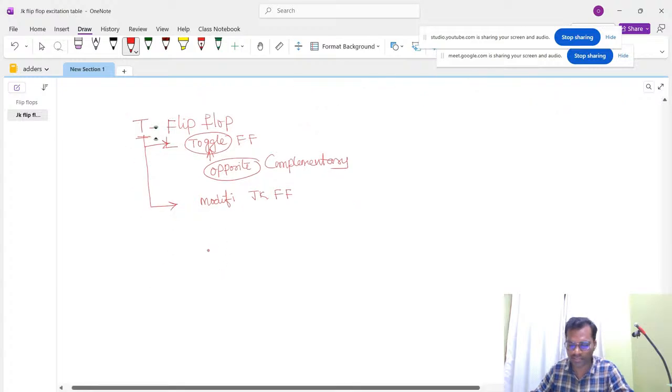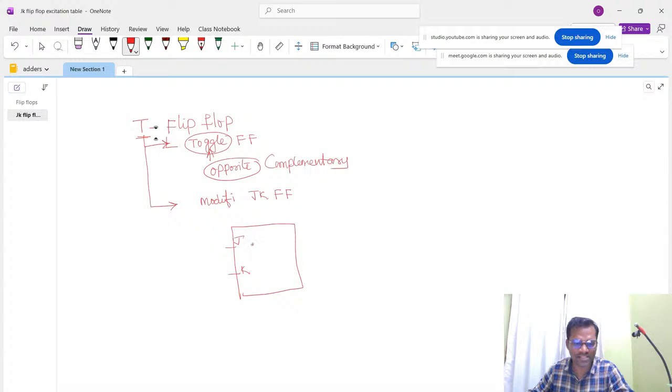Now, what to modify and how to modify. Let us take a JK flip flop, with inputs J and K. Inside the JK flip flop, which flip flop is there? SR flip flop. What are the outputs of this JK flip flop? Q and Q bar. So in JK flip flop, SR flip flop is there. To get the T flip flop, we take T directly connected to J, and the same T is also connected to K.